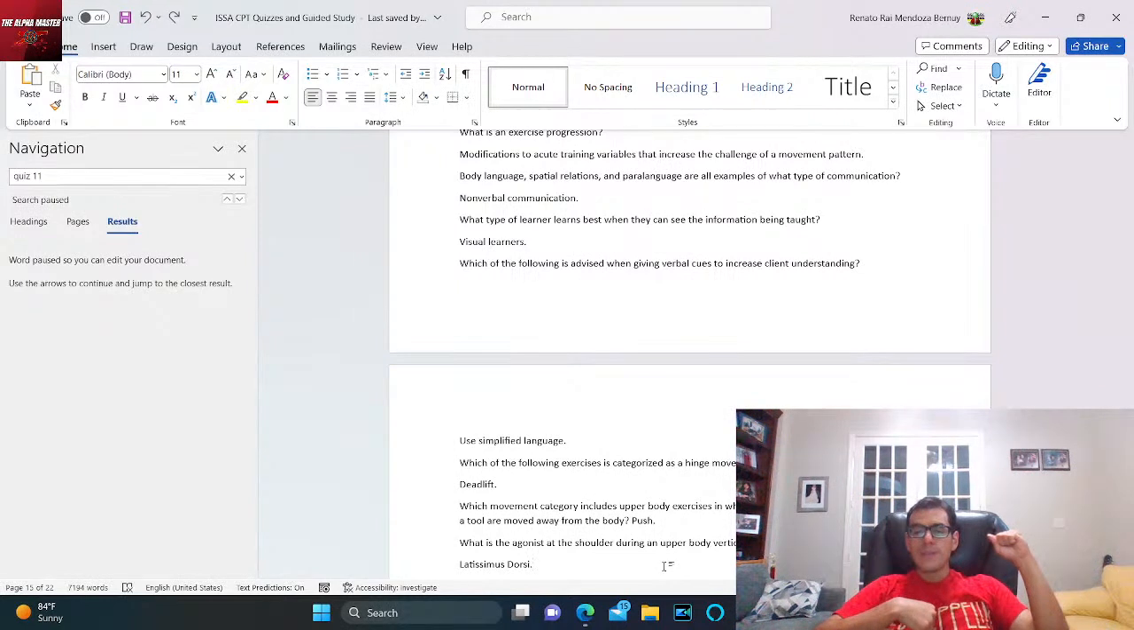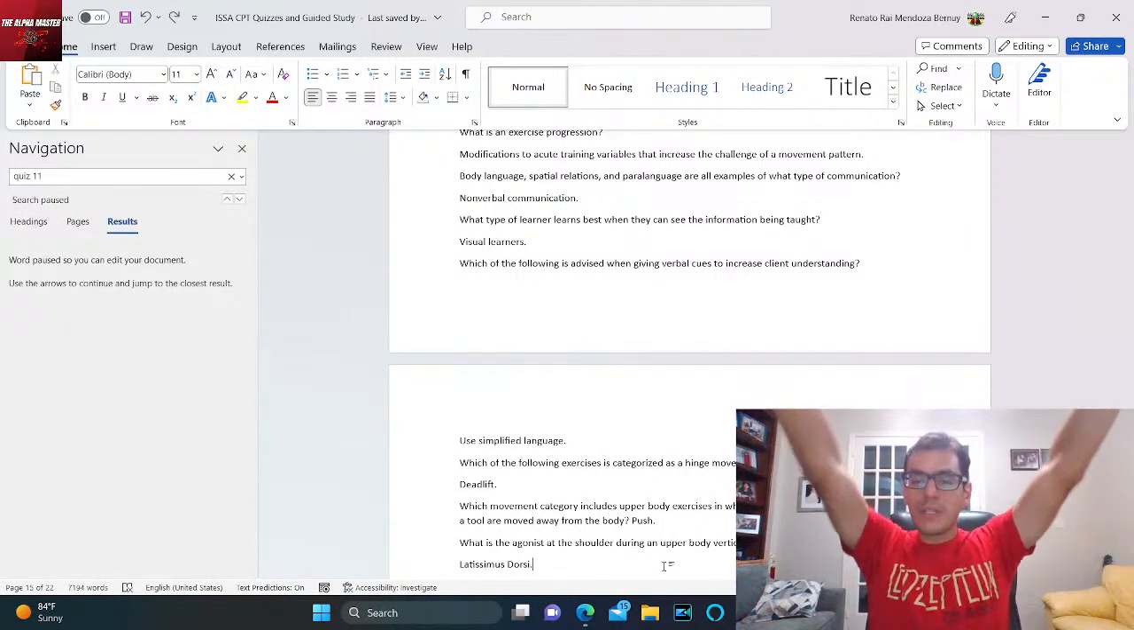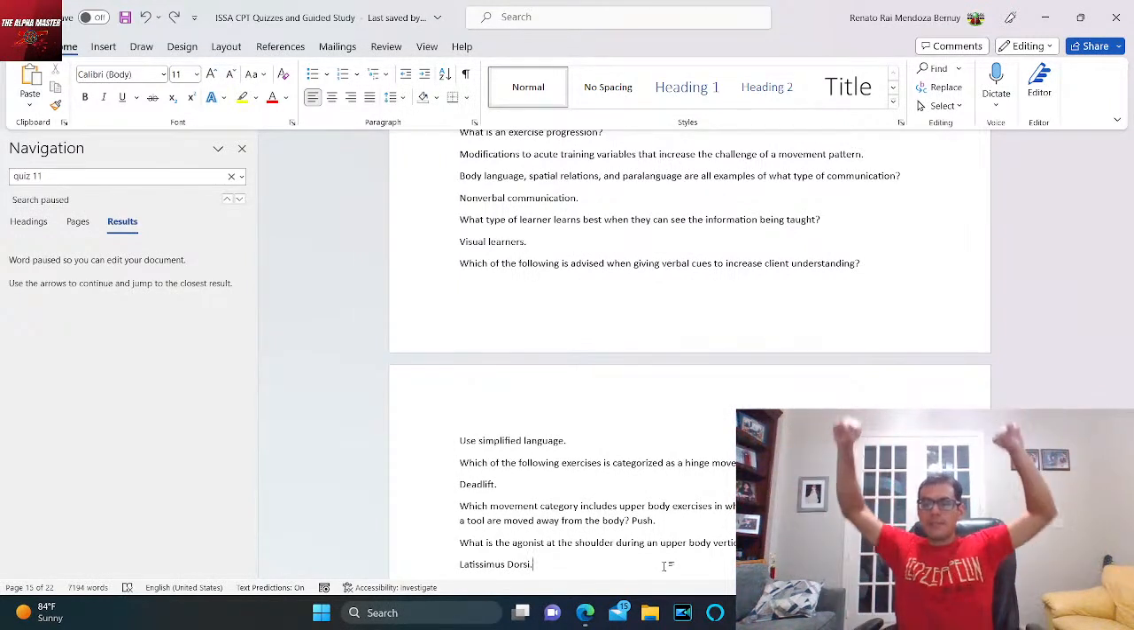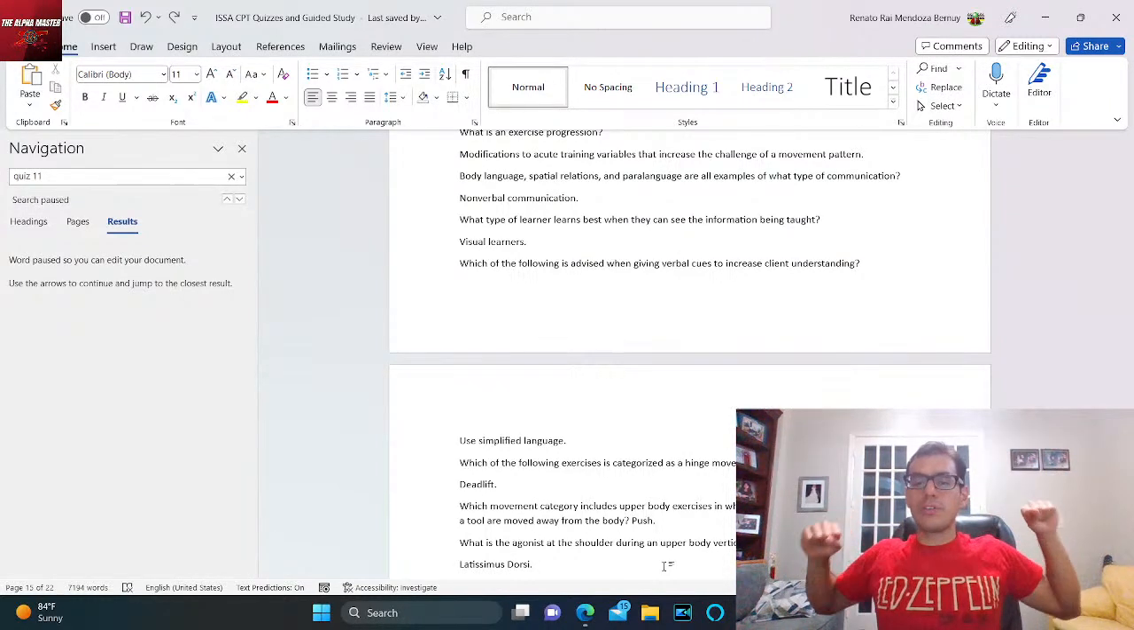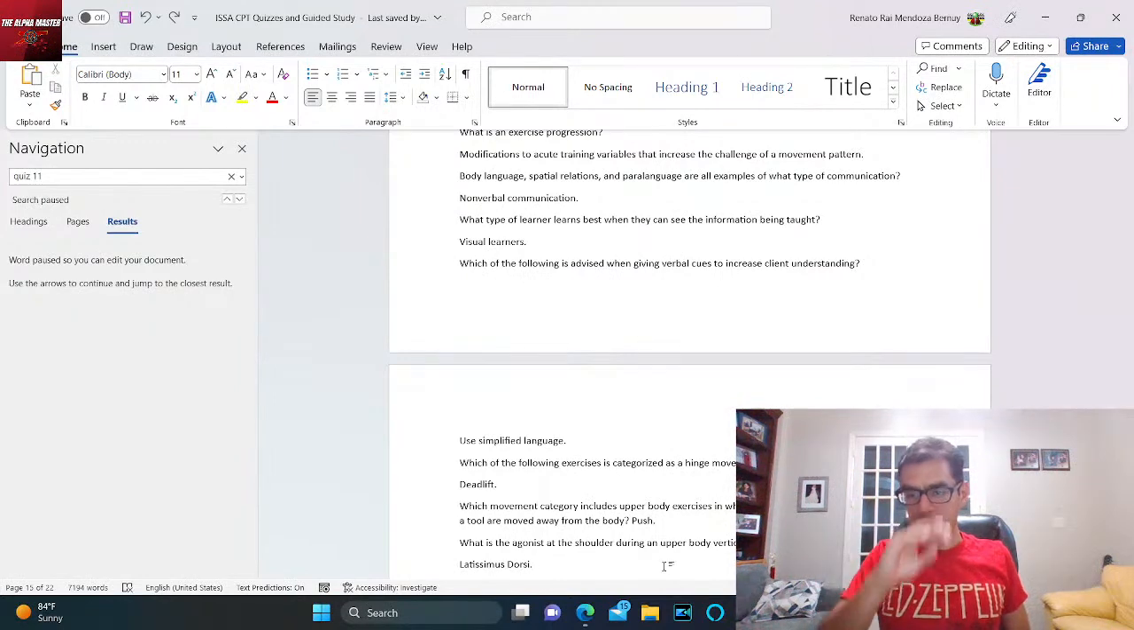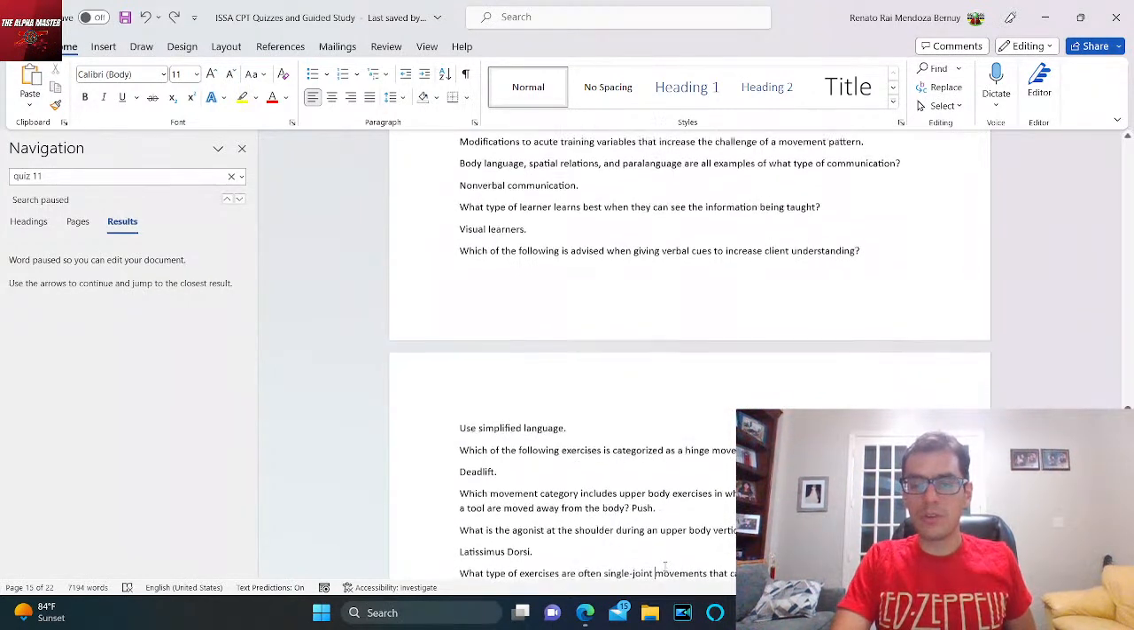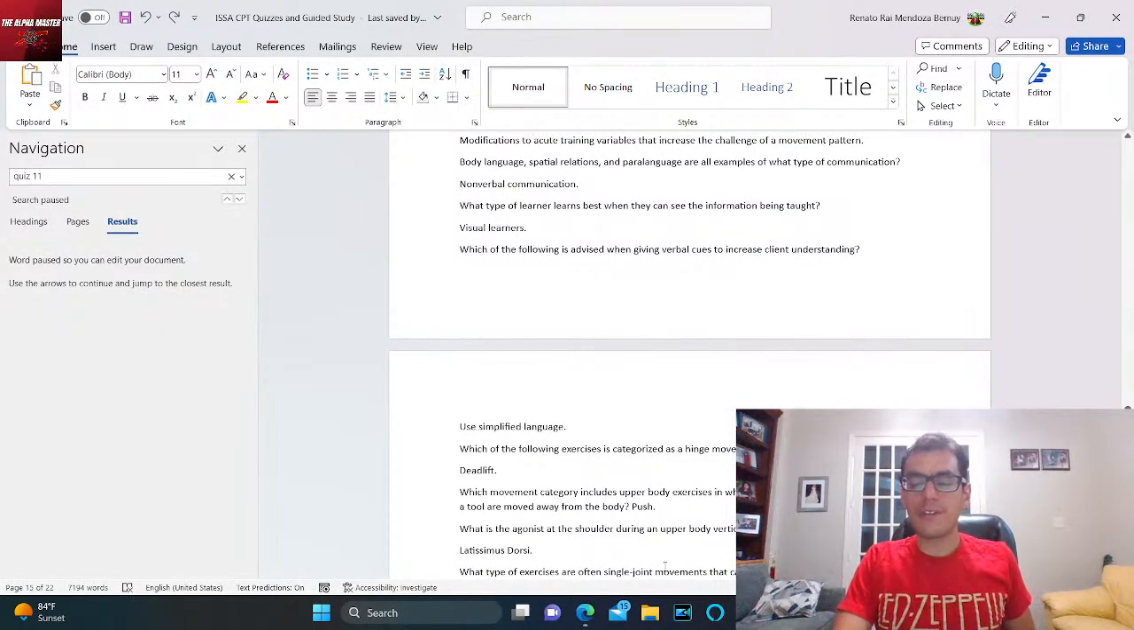When the pulling movement is vertical like this, you are working the latissimus dorsi, like the lateral pull downs. An agonist at the shoulder during an upper body vertical pulling movement is going to be the latissimus dorsi. What type of exercise are often single joint movements that can promote muscular adaptations?